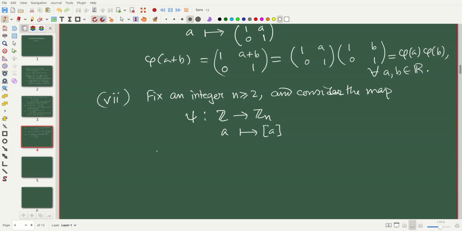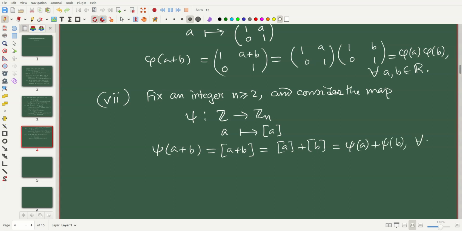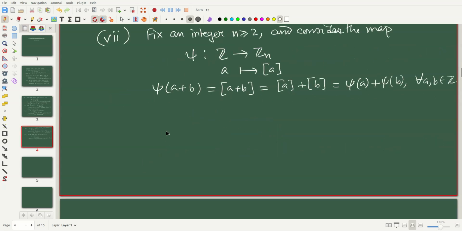So clearly this is a group homomorphism because psi of a plus b is equal to the class of a plus b modulo n, which is the same as the class of a mod n plus the class of b mod n. So this is equal to psi of a plus psi of b for a, b in Z. So this is also a group homomorphism, right? Next example is a little more interesting.